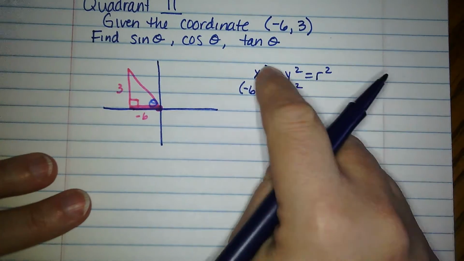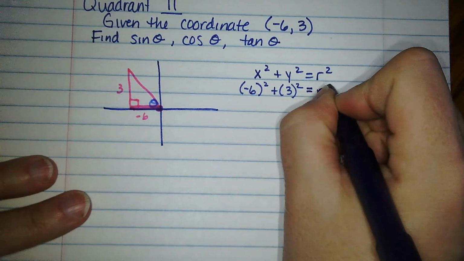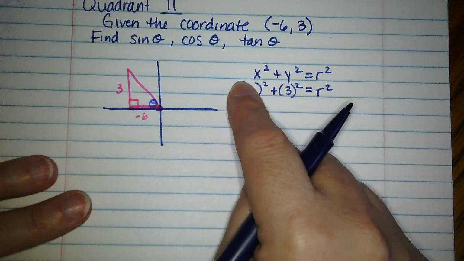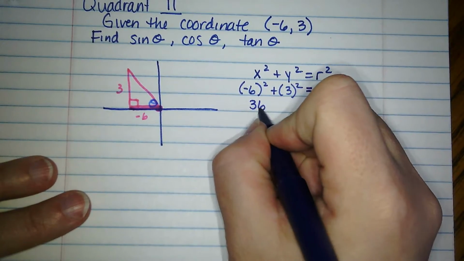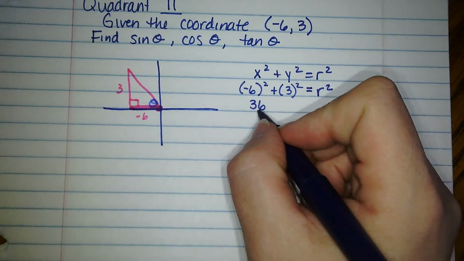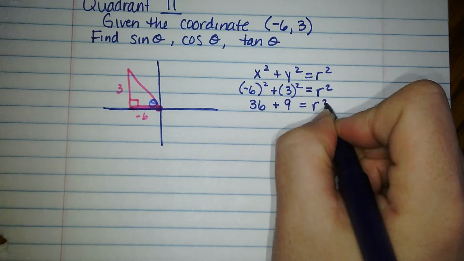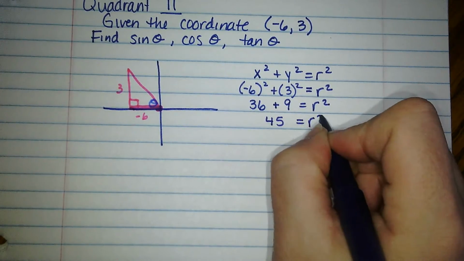When you square your x term, when you square your -6, you have to remember that a negative times a negative is a positive. So if you're going to be calculator dependent, make sure you put parentheses around it. This is always going to give you a positive number. Squared numbers always give you a positive number. 3 squared is 9. And when I add these together, I'm going to get 45 equals r squared.